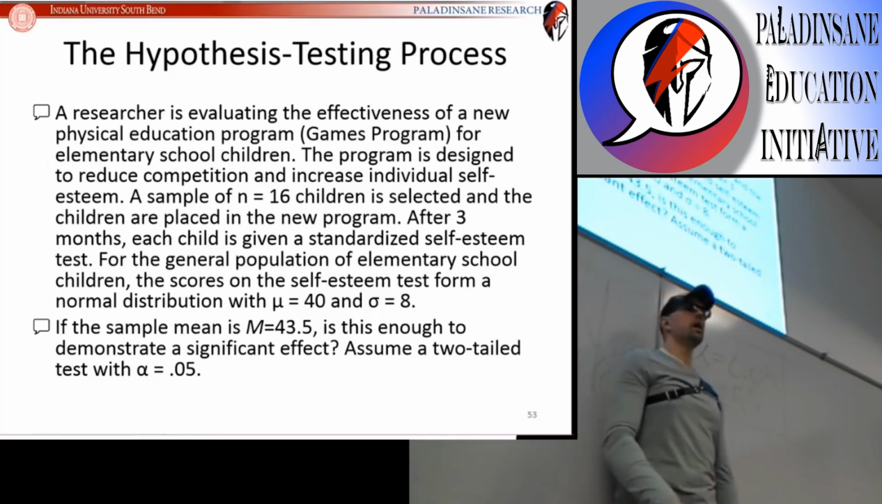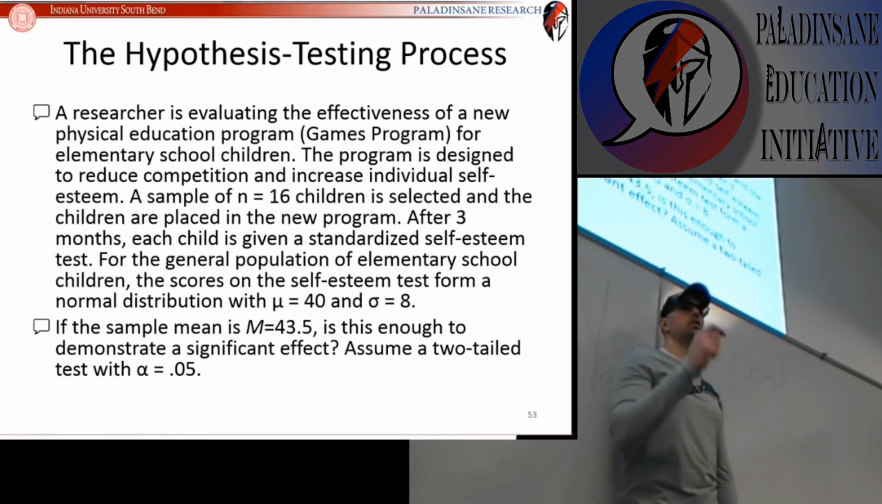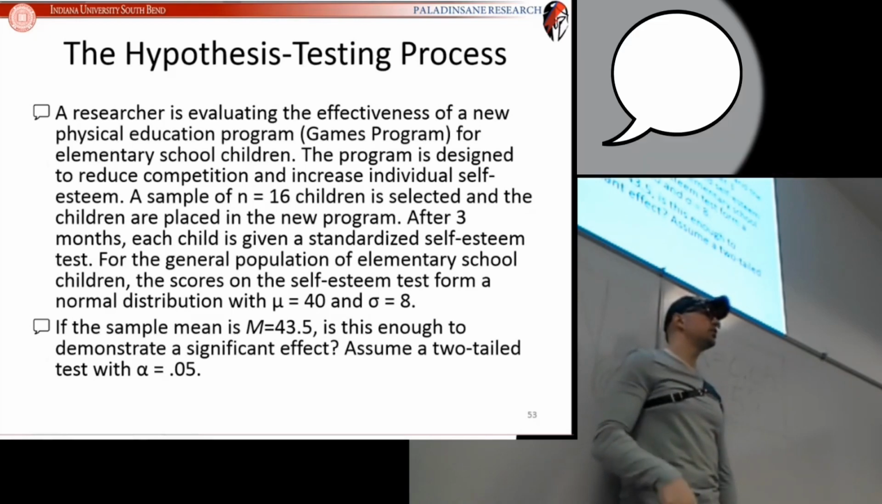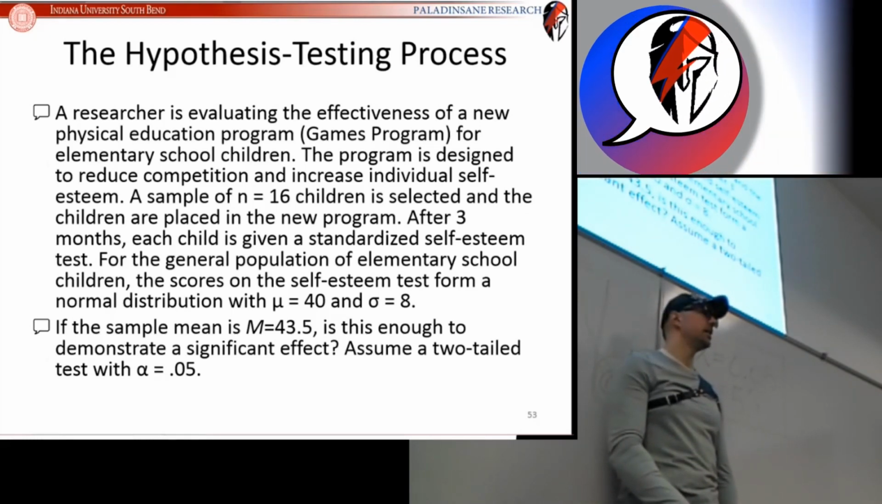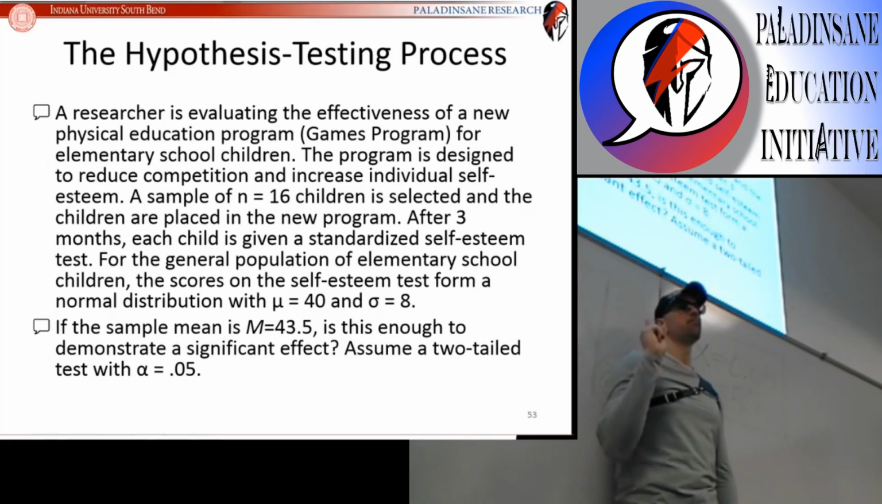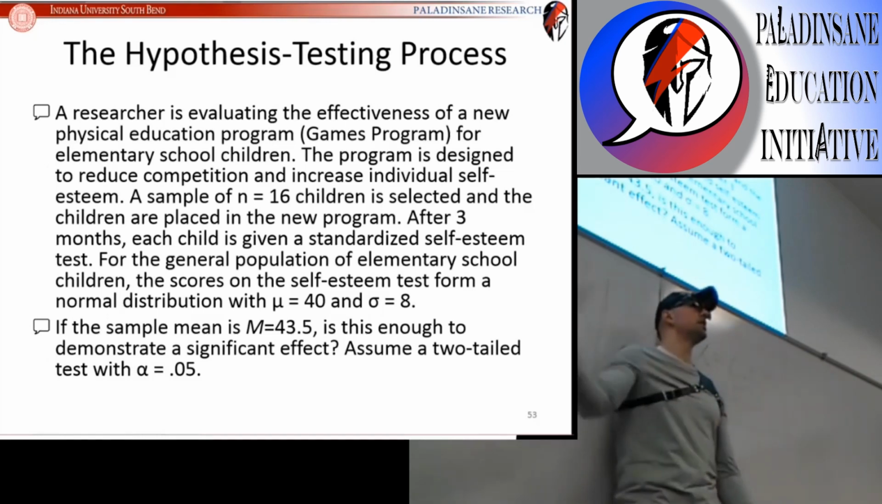So this is where the hypothesis test procedure needs to come in. Because the question of, did this treatment work for your sample, is yes. Yes, it did. Because our sample has a self-esteem of 43.5. Our population has a self-esteem of 40. You can go back to elementary school. 43.5 is bigger than 40.